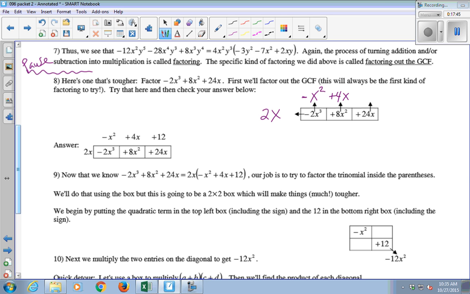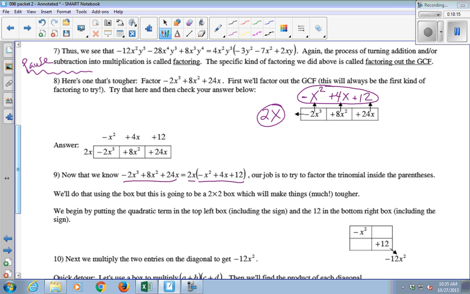And then 2 times what gives you 24? 12. And x times what gives you x? 1. Yeah. So these two are my factors, right? So I now know that I can rewrite negative 2x cubed plus 8x squared plus 24x as 2x times negative x squared plus 4x plus 12.